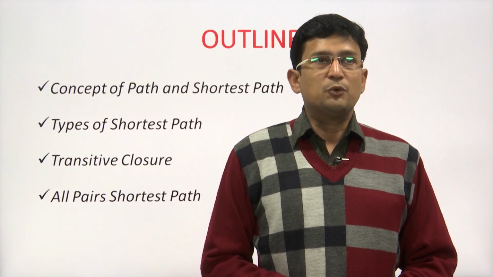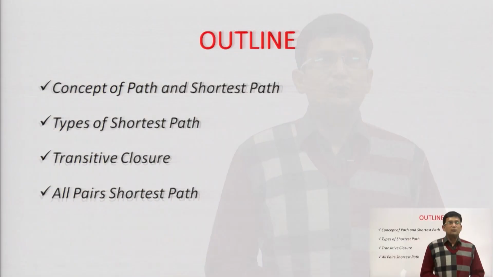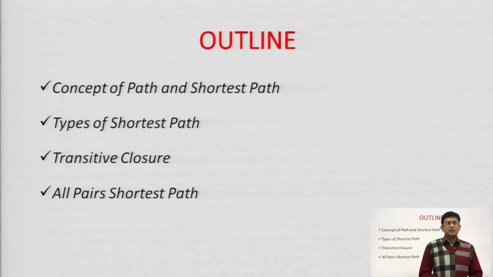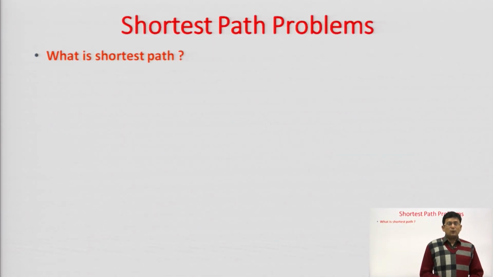So, the outline of the lecture would be: we will first understand the concept of the shortest path and the different types of the shortest path, then we will discuss the transitive closure, and finally, we will discuss all pair shortest path. Now, what is shortest path?